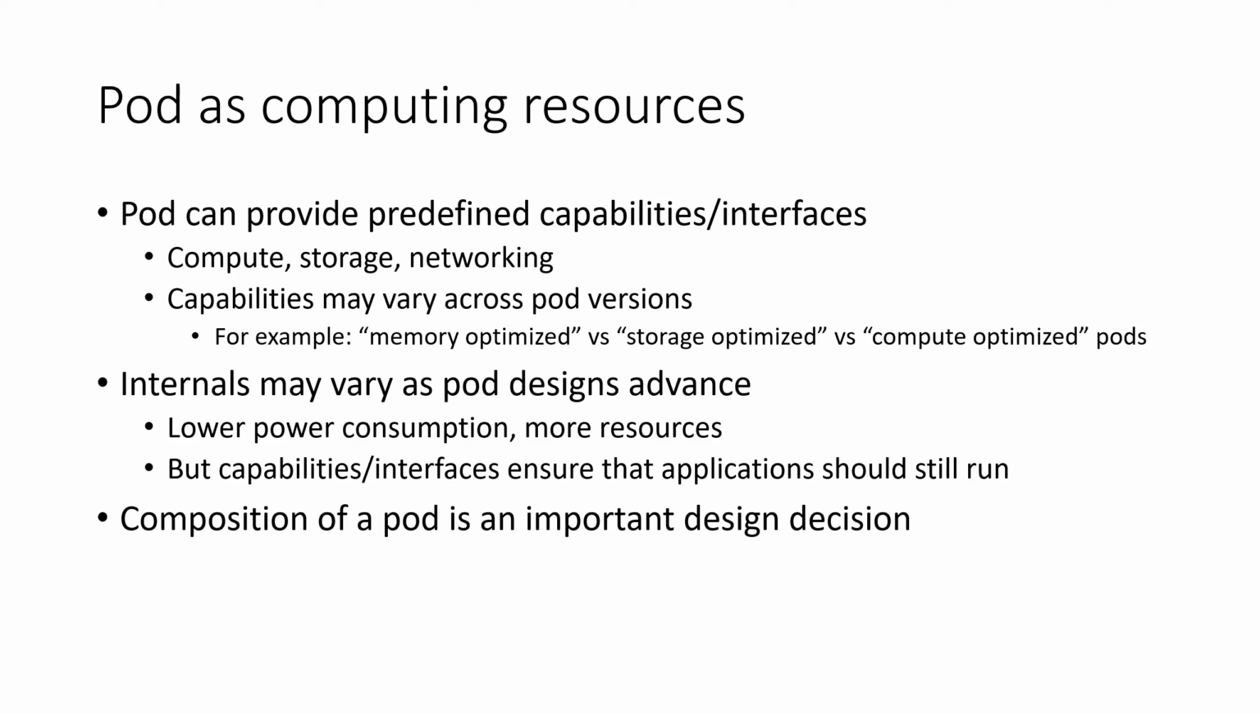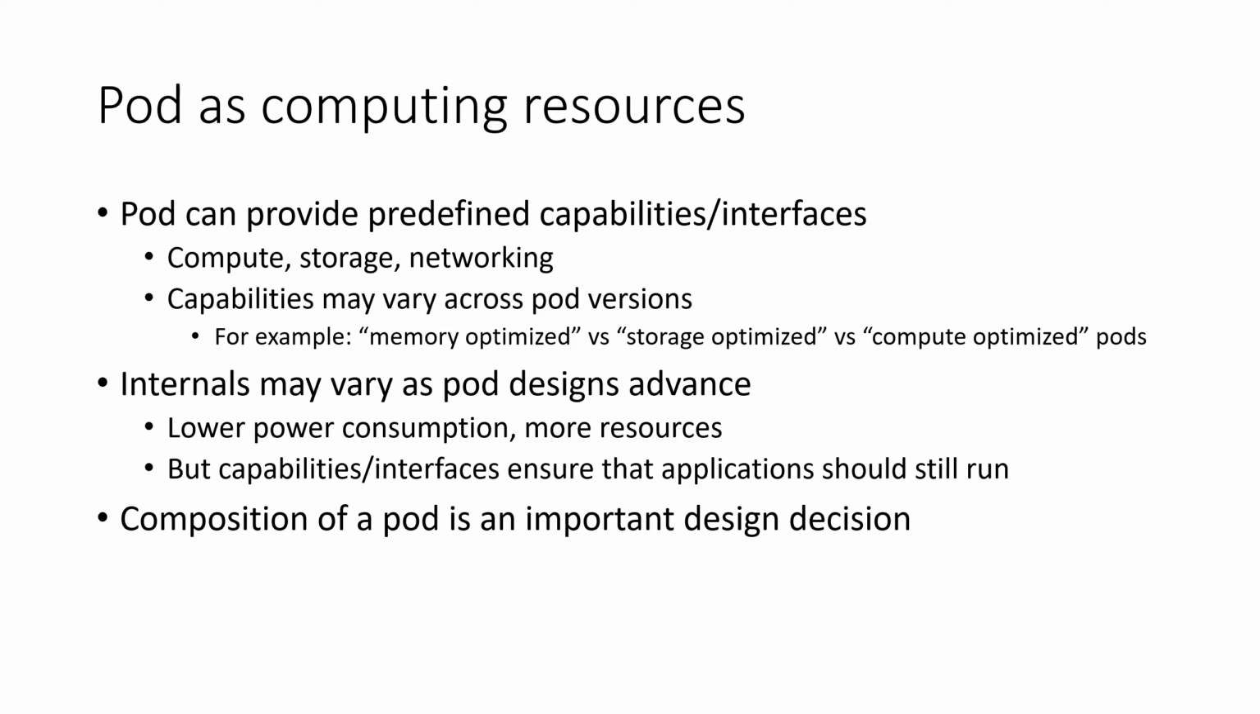For example, we can have memory optimized pods with servers that have a lot of memory but not that many CPUs. We can have storage optimized pods with a lot of disk space or SSDs. And we can have compute optimized pods that have less memory but a lot of CPUs. So we can make these trade-offs, and then users, developers and operators get these expectations of what a pod can do.